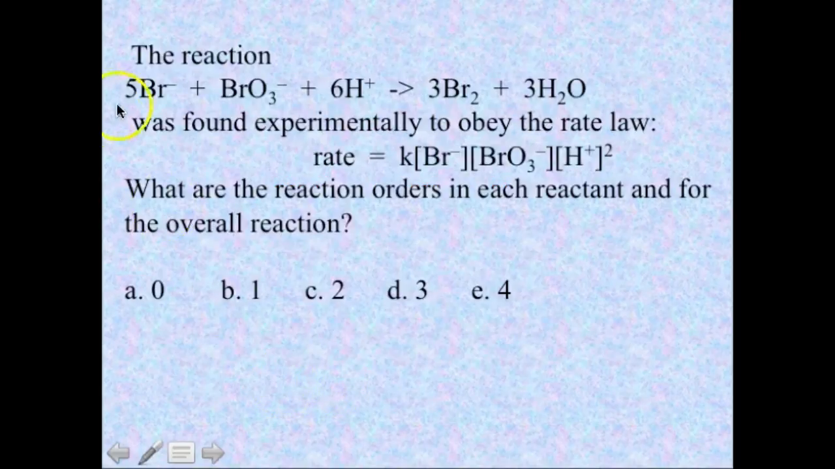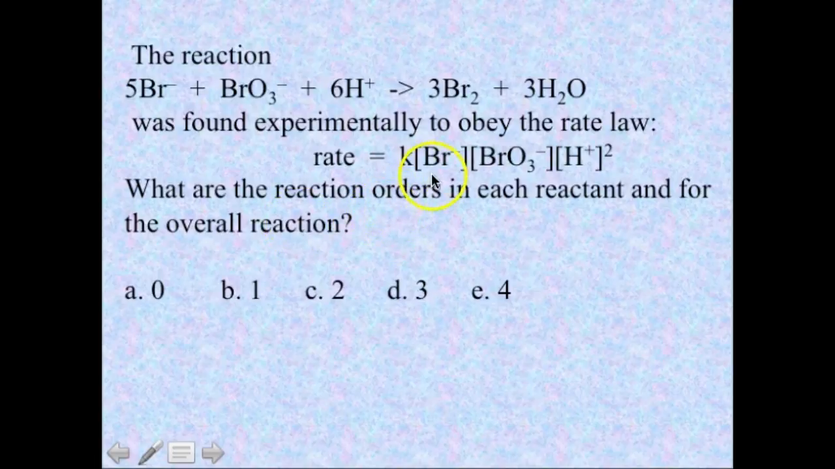Consider this reaction: 5 Br⁻ plus BrO3⁻ plus 6 H⁺ yields 3 Br2 plus 3 H2O. It was found experimentally to obey the rate law: rate equals the rate constant k times the concentration of bromide times the concentration of bromate, BrO3⁻, times the concentration of hydrogen ion squared. So what are the reaction orders in each reactant and for the overall reaction?